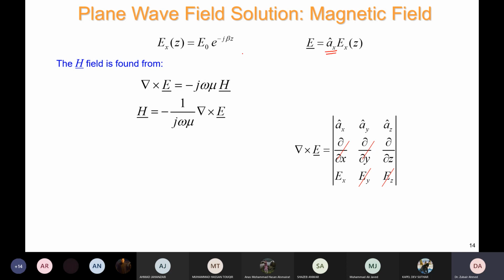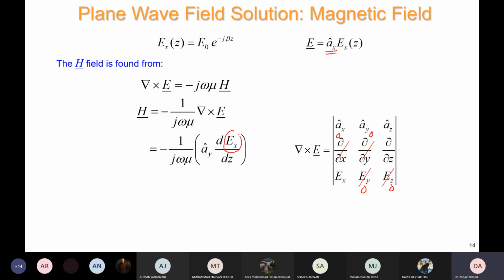Please note that the electric field has only x component. So the y component and z component will become 0. And it is only a function of z. This means that the y derivative and x derivative are 0. So if you expand this, we end up with only d by dz of Ex.